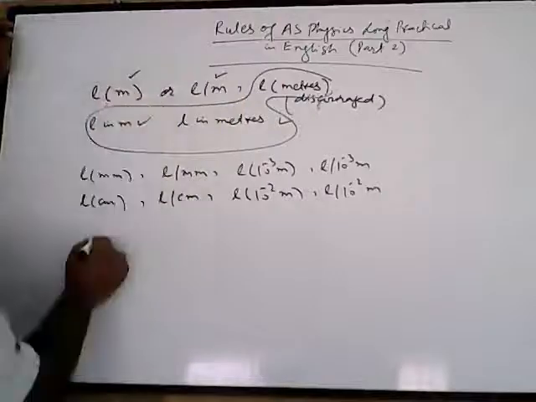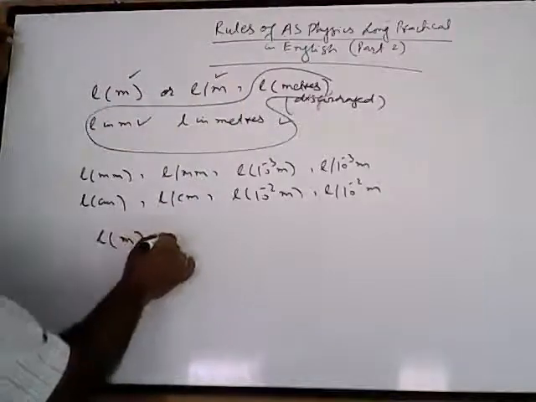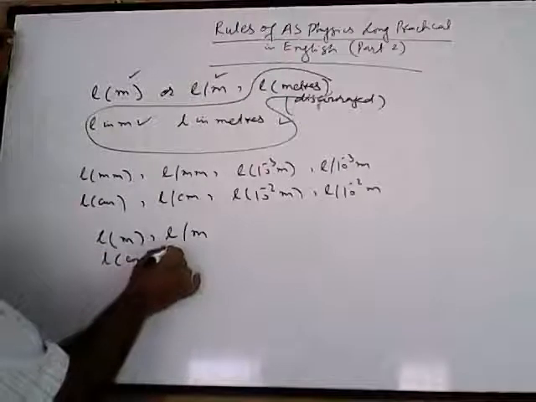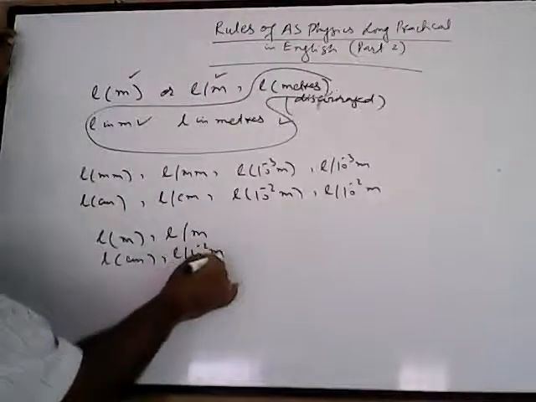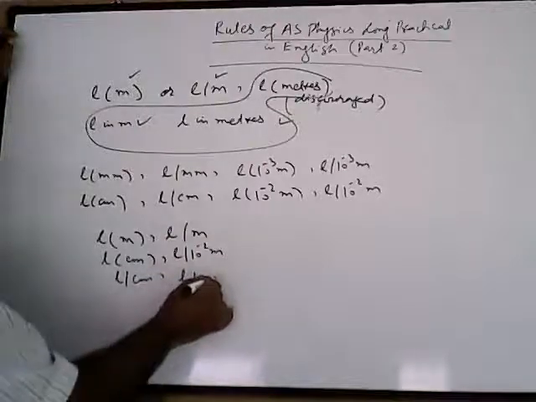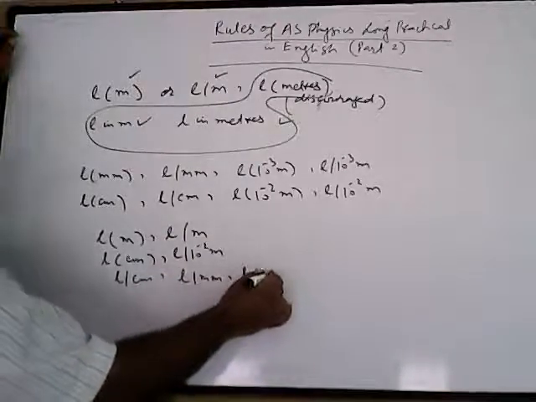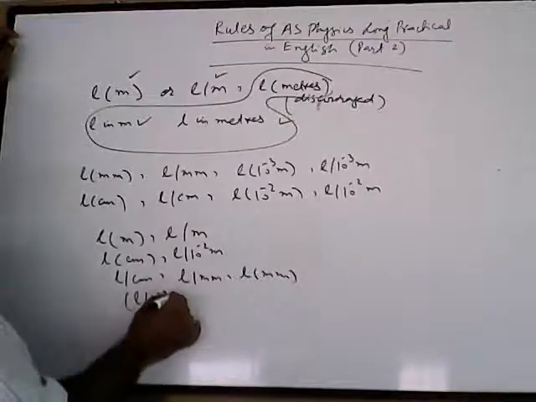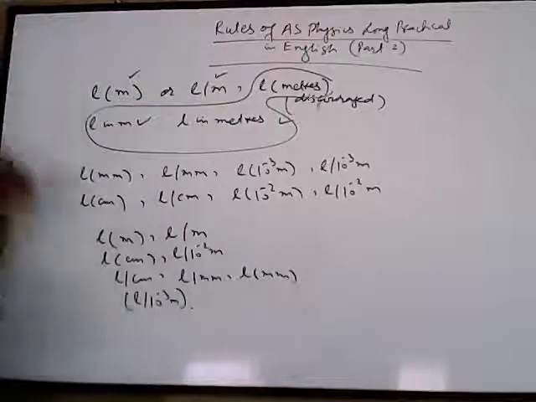Follow these two: L bracket M, or L slash M, or L cm, or L 10 power minus 2 m, or L oblique cm, or L oblique millimeters, or L mm, or L 10 power minus 3 meters, and in any case this is for L.